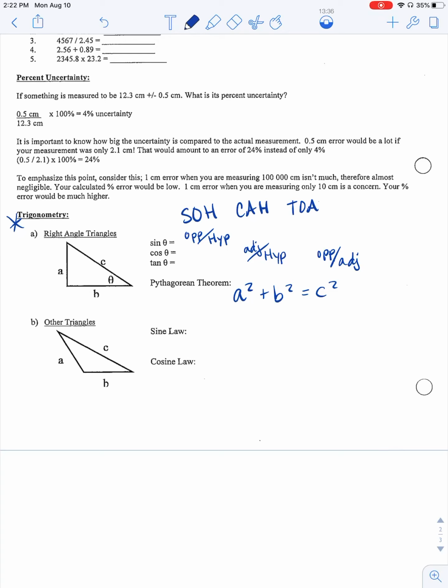So if you are not already comfortable with this right triangle math, please make sure that you take some time and freshen up on that, because we will absolutely be using that quite a bit as we work through some of our chapters here within the first 9 weeks of class.